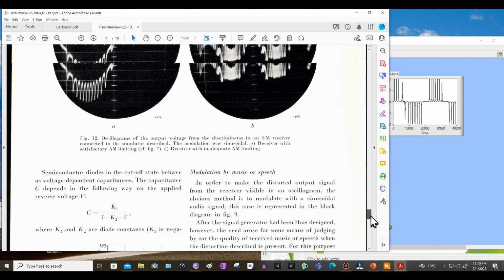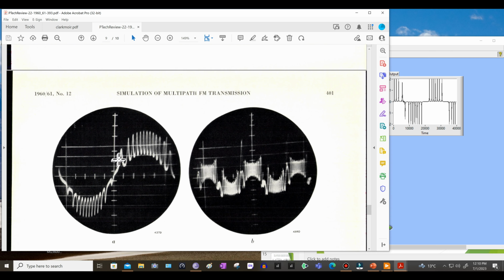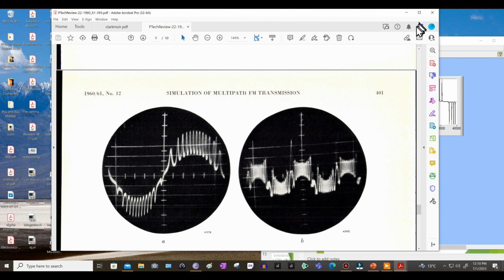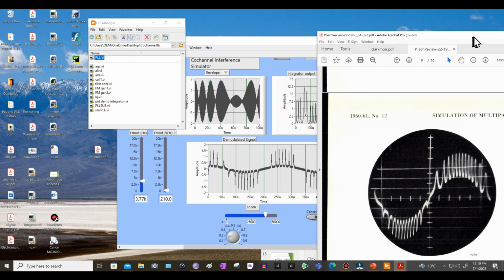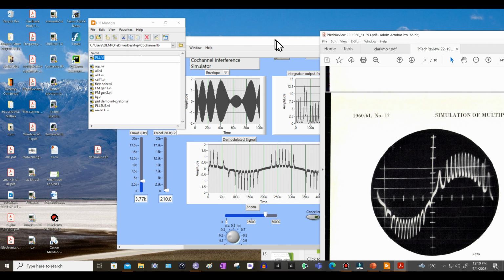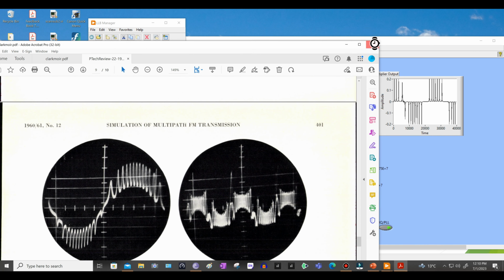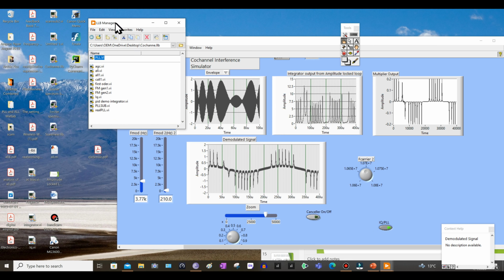And these are valve receivers. Oh, and there's our signal. That's quite interesting. I don't know why it's appearing on a multipath paper, but we'll talk about multipath in another talk. That's back in 1945. So anyway, this was the problem that we had.